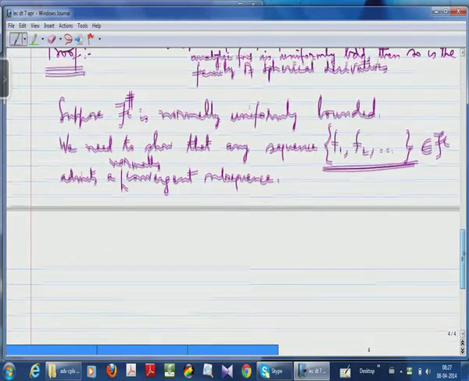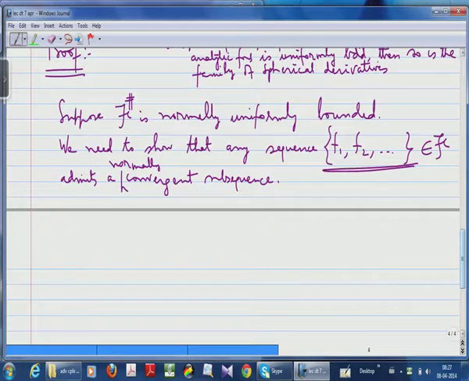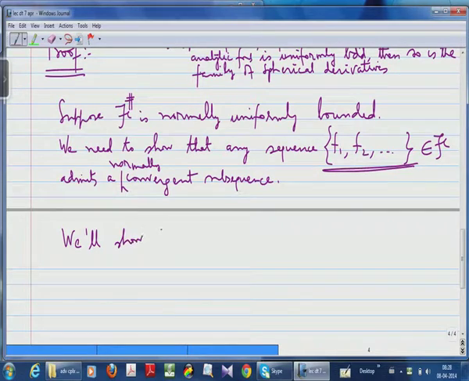So how do I go about this? As usual, if you have boundedness of the derivatives, the first thing that you do is you get the equicontinuity of the family. That's something you should always remember as a philosophy. Boundedness of the derivatives is a strong condition that will imply equicontinuity of the original family. So that's what I'm going to demonstrate. We'll show that this family script f is equicontinuous.